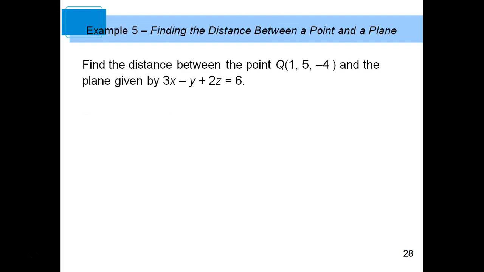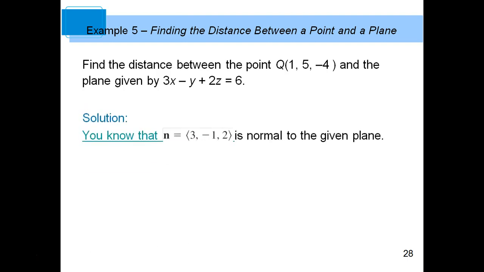So let's find the distance between point Q (1, 5, negative 4), that's the one off the plane, and the given plane 3x minus y plus 2z equal to 6. Finding a point on the plane will be relatively easy. I'll let y and z be 0, and so x has to be 2. (2, 0, 0) is a point on the plane. You can use different points. This is just the one I'm going to use.